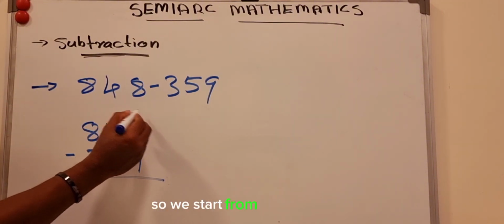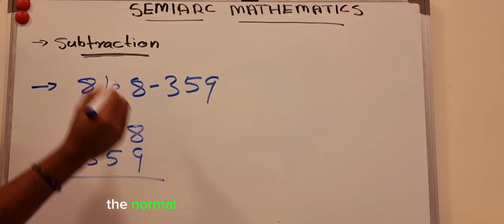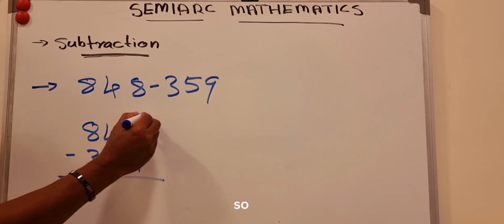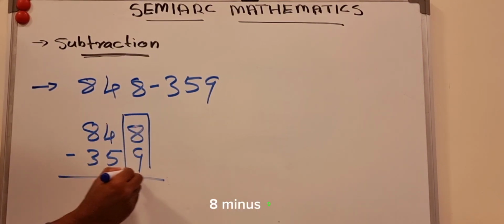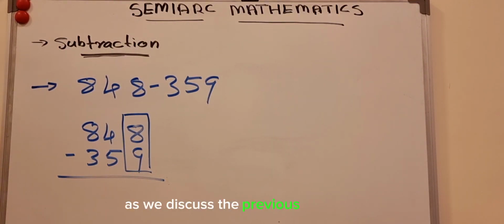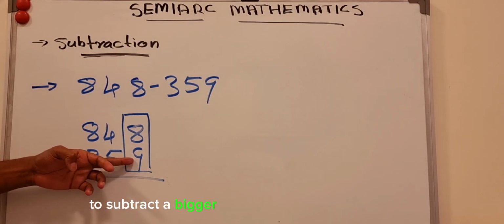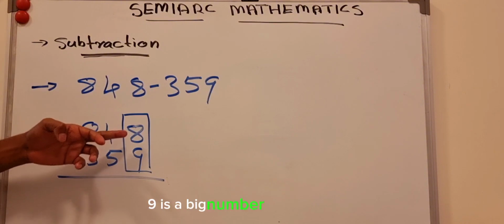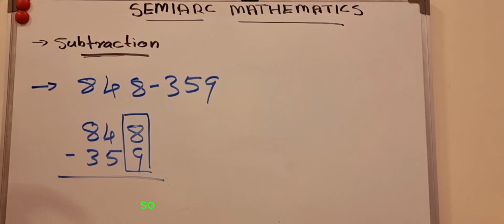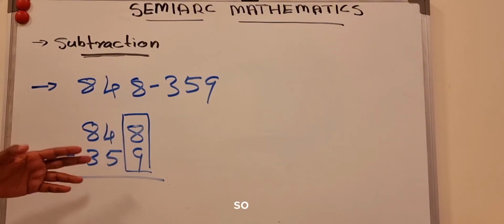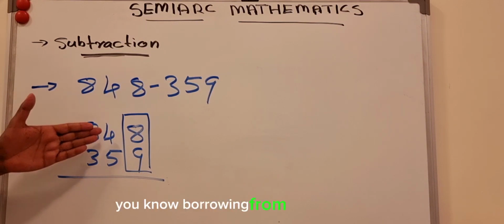So we start from right to left, the normal traditional conventional method. So 8 minus 9. As we discussed in the previous example, it's not possible to subtract a bigger number from a smaller number. 9 is a bigger number than the 8. So we cannot subtract 9 from 8.